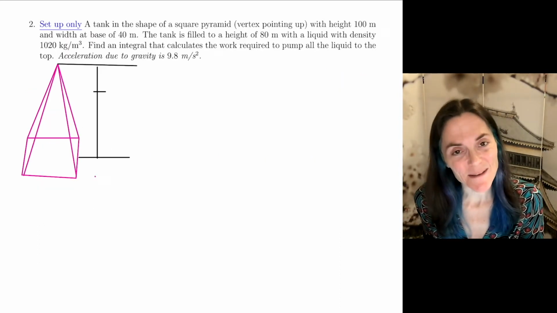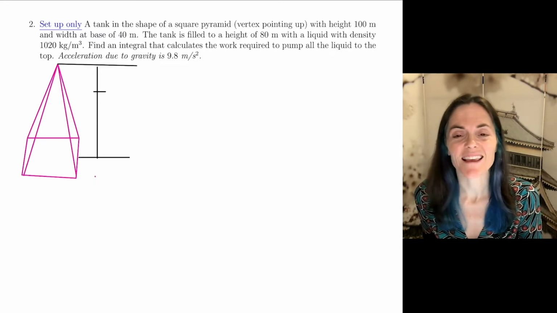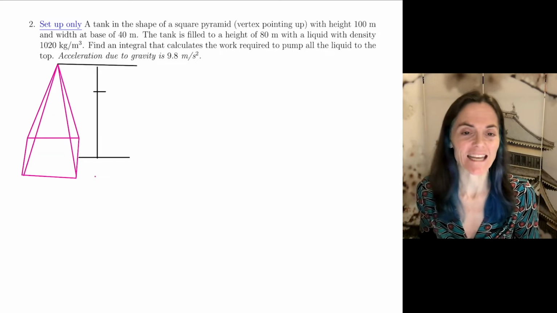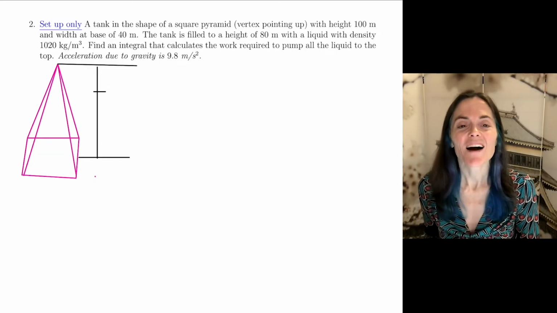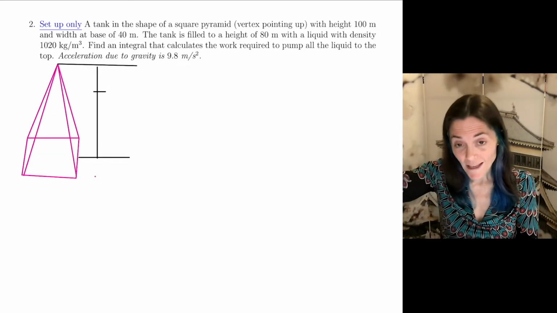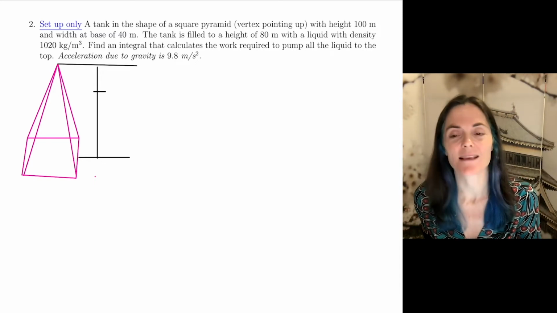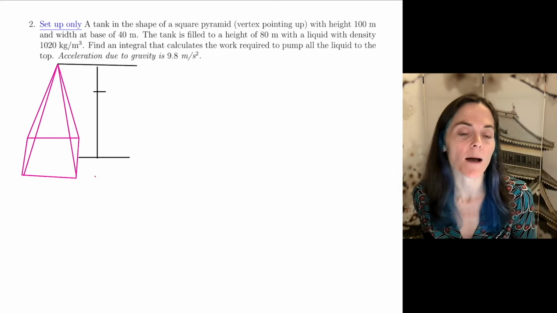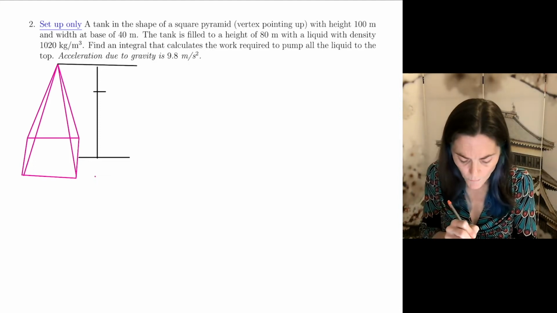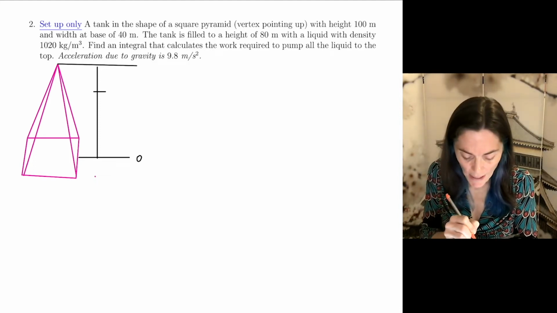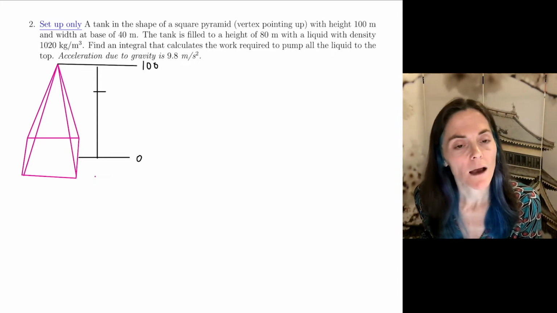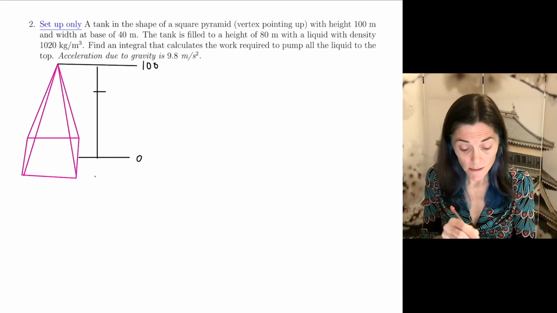This one's very similar, except I changed a lot of things. It really makes us think about setting up these integrals by changing some things. So this time the vertex is pointing up, and I have a square base. The height is 100. Let me just start labeling as we read the problem. As you know, I always put 0 at the bottom, and so my height 100 would be up here, and the width at the base is 40.